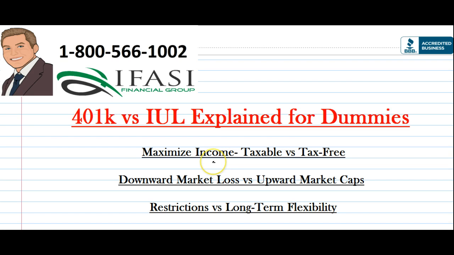Today's topic, I want to discuss with you the differences between a 401k versus an IUL, also known as an Index Universal Life Plan, and why it might make sense to do one over the other, and what the pros and cons of each are, and really dissect how to maximize your retirement plan properly if you're in your accumulation phase. So the first bullet point I talk about is max income.